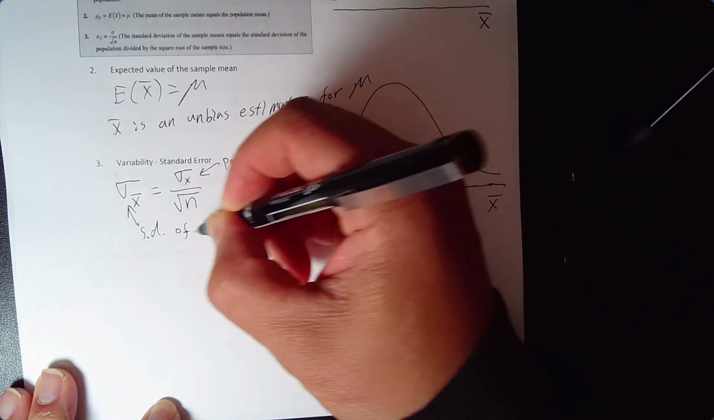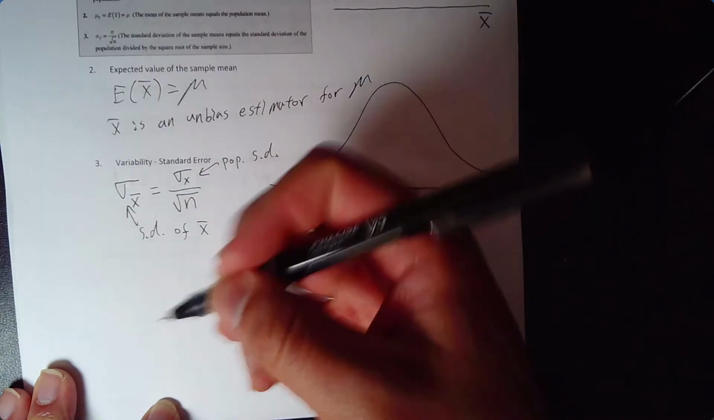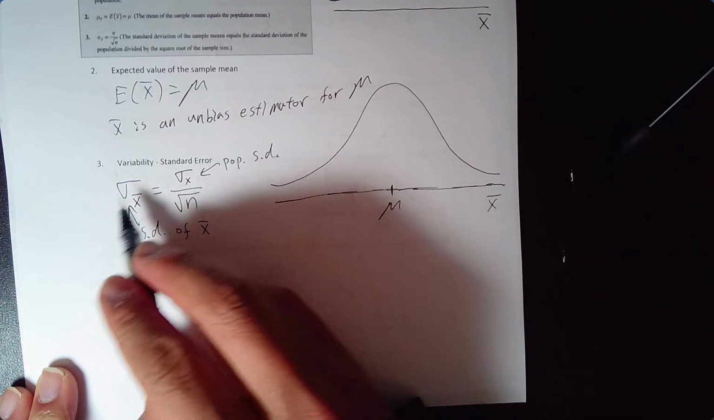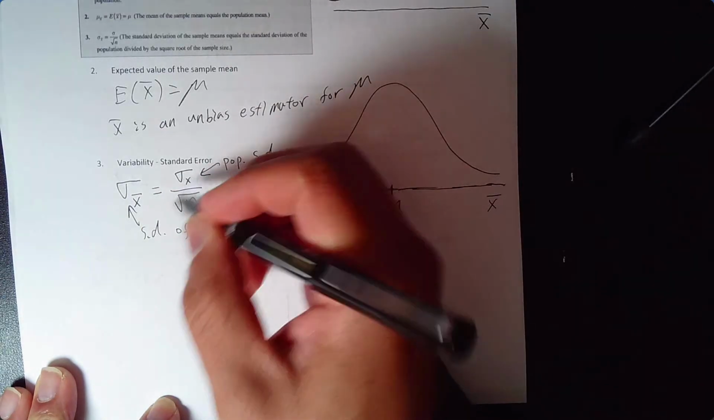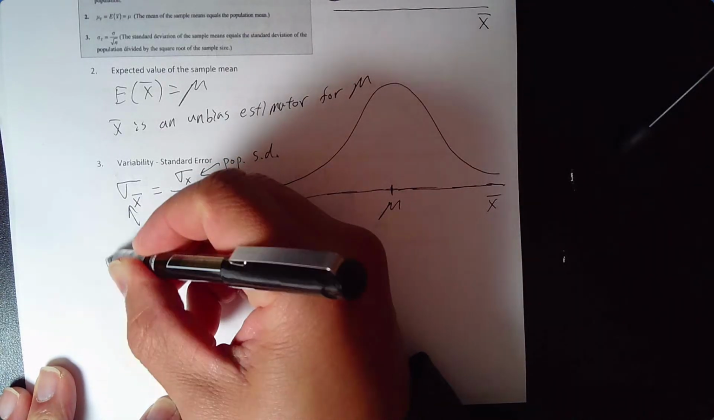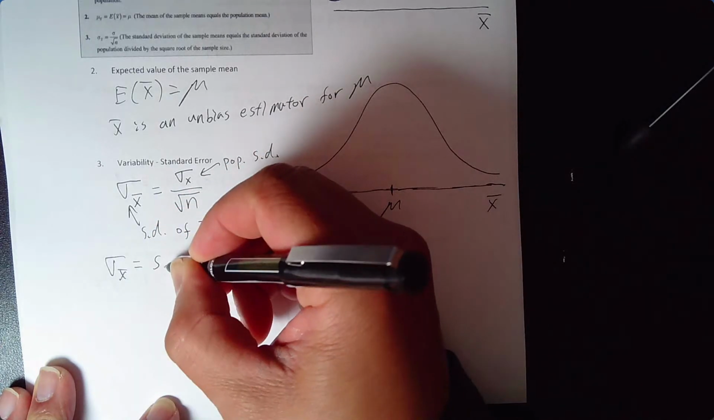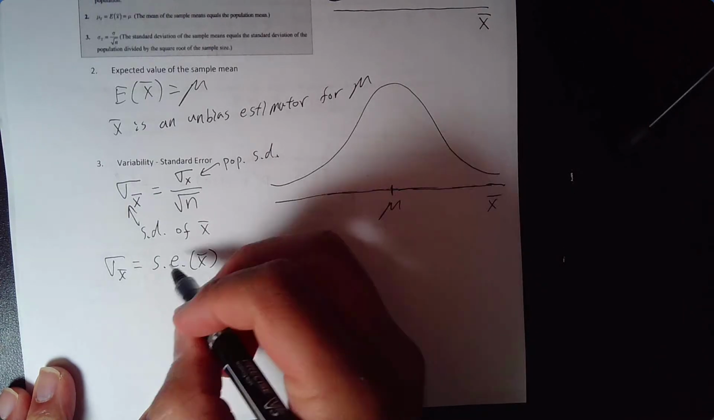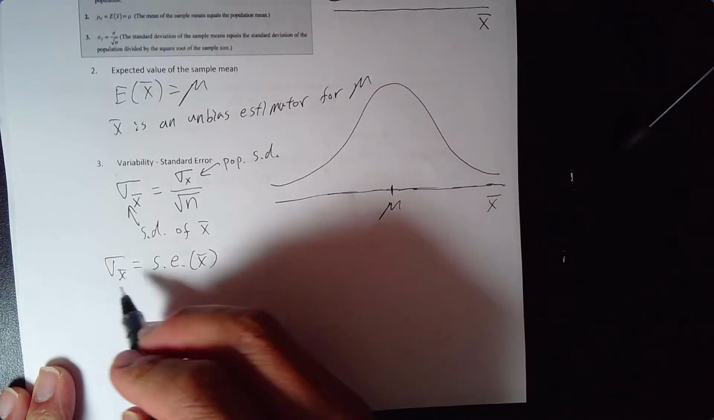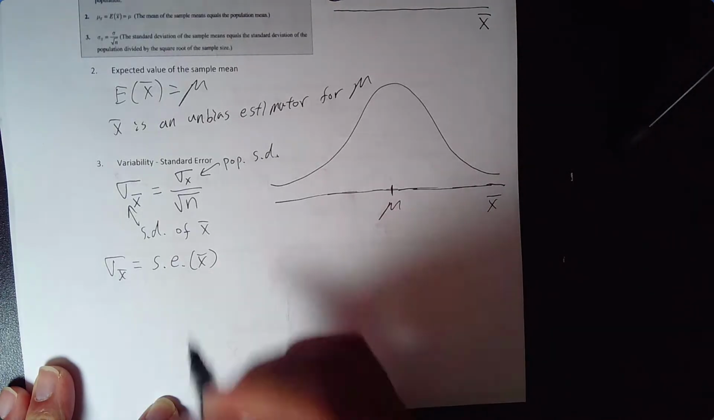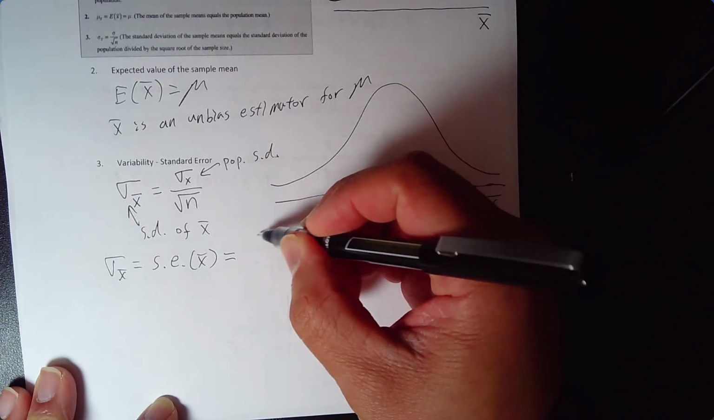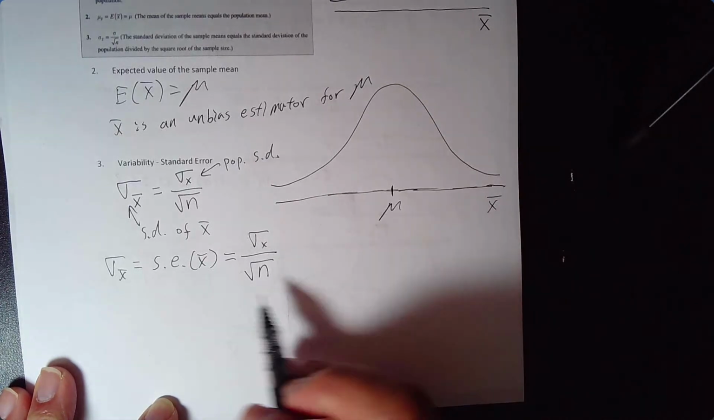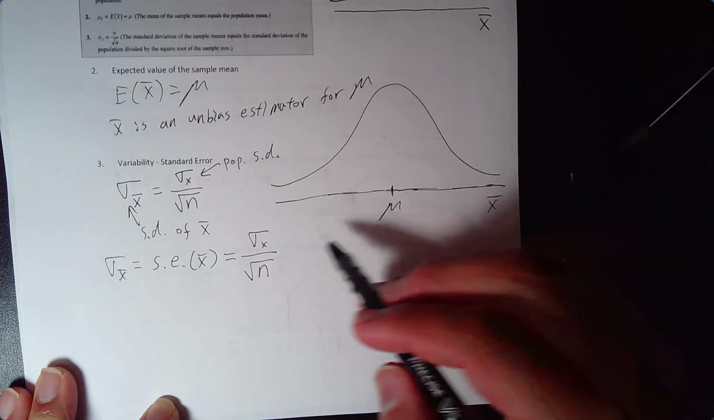Okay, so from now on, because I don't want to confuse these two since I'm using the same symbol, instead of writing this, we're going to say the standard error of x bar. We're going to call that the standard error, but they mean the same thing. Standard error just means the standard deviation of x bar. So the standard error of x bar is sigma of x divided by the square root of n. And that will give you the standard deviation of this distribution.